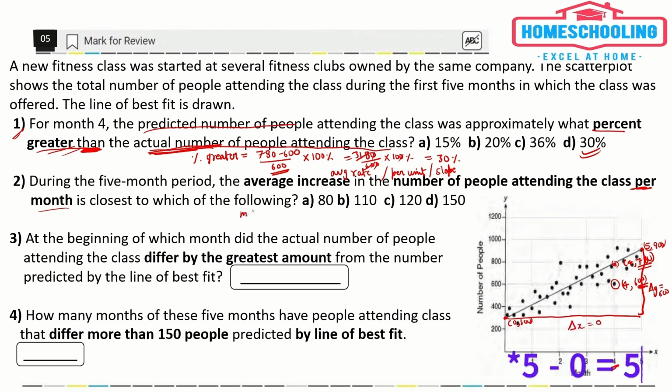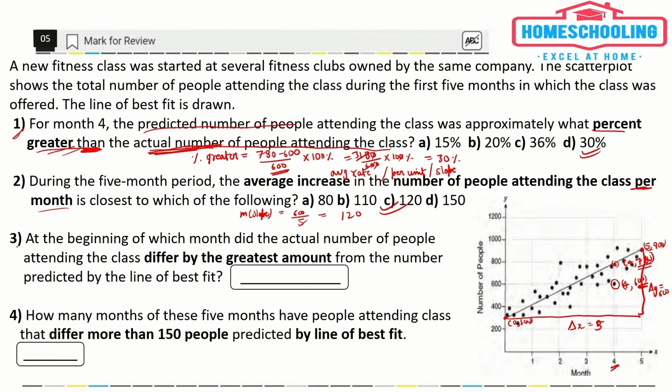So our slope m is delta y by delta x. So delta y is 600 and delta x is 5 minus 0, that is 5. So our average rate of increase would be 600 divided by 5, that is 120. So option C is your correct answer.